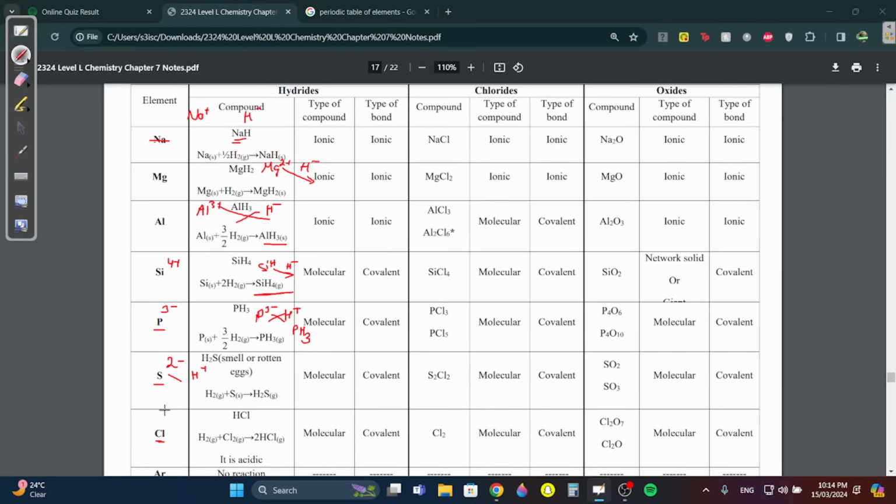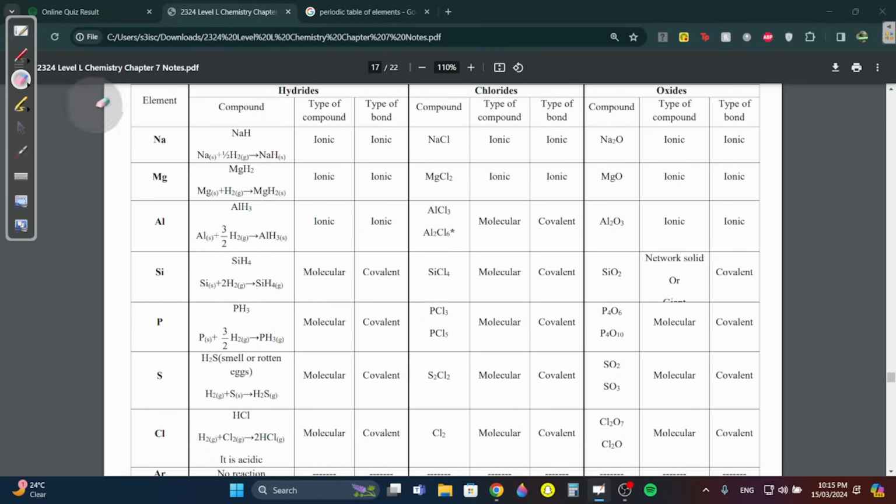and chlorine, if it's reacting with hydrogen, you write it as the hydrogen first, then the element. Instead of saying SH2, you have to say H2S. Then chlorine, which is Cl minus and H plus, becomes ClH. But can you write it as ClH? No, because we said chlorine and sulfur, you have to write the hydrogen first. So it can be HCl.